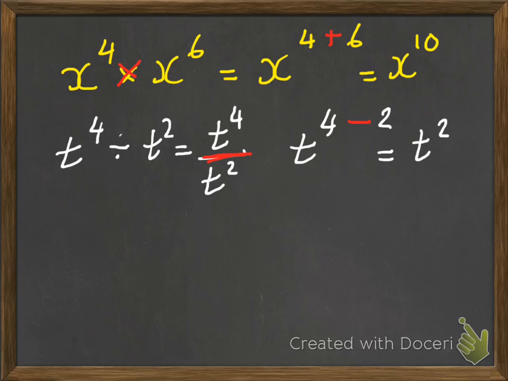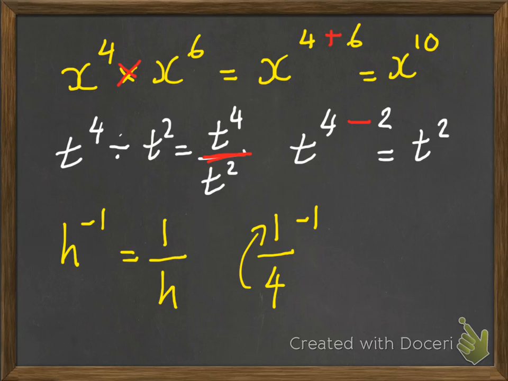And then I've got this reciprocal thing. So if I have h to the minus 1, that becomes 1 over h. And if I in fact have a fraction like 1 over 4 to the minus 1, then I flip this up here and that just becomes 4. And those are the first 3 of the basic indices procedures that you need.